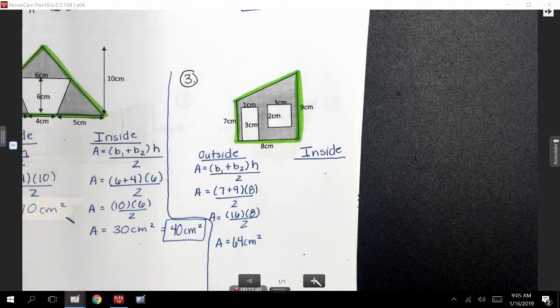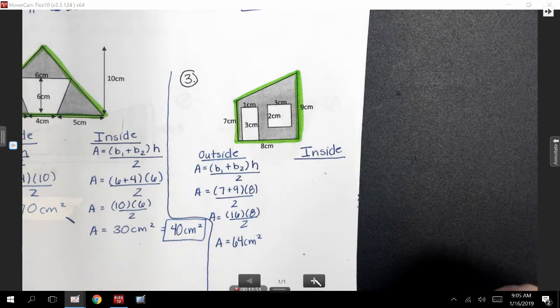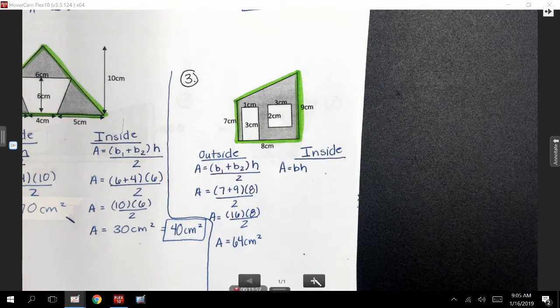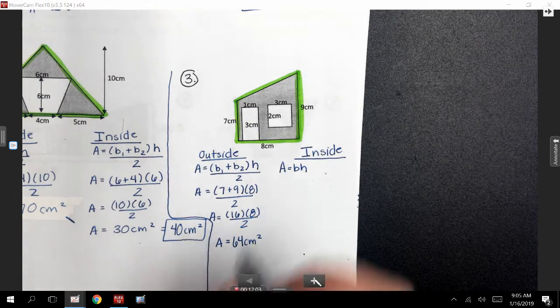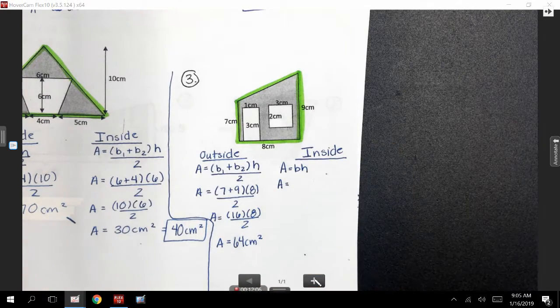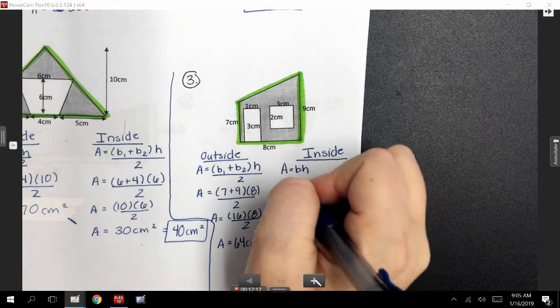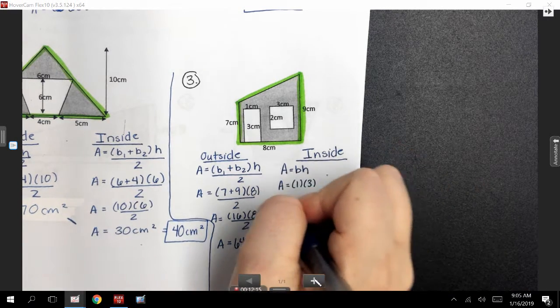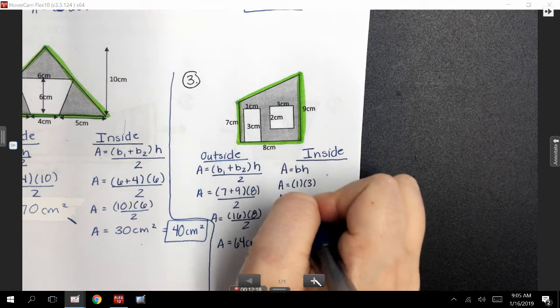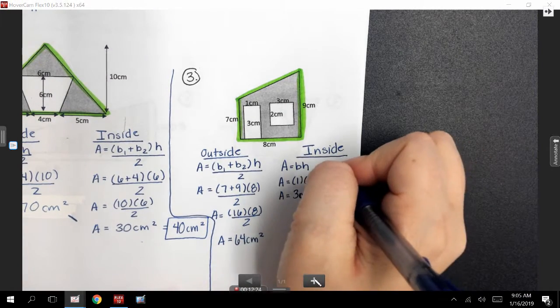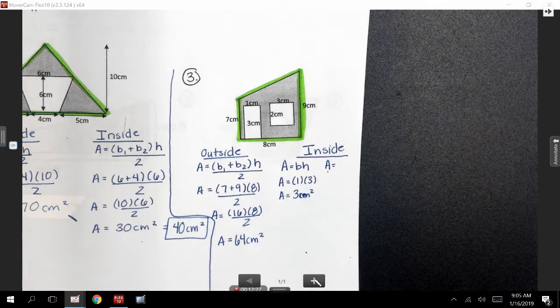What formula do I need for that first long shape? Grace? A equals BH. You can also do A equals LW. I like when we're doing the BH because that's going to work also for a parallelogram, all right? So A equals, what is going to be my base and height for that first long rectangle, Grace? 1 and 3, so 1 times 3, and then my area is 3 centimeters squared. All right? So now my second rectangle, what formula do we want to use for the second one? That's the smaller one. What formula do I want to use there, McKenna?